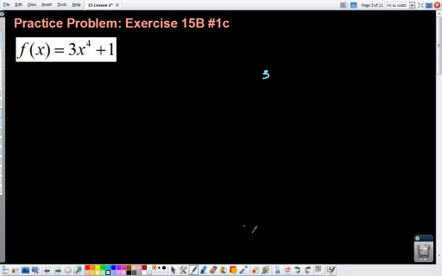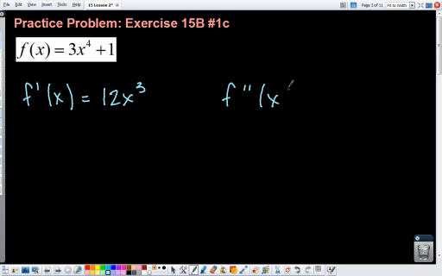Okay, so let's start with this function f of x equals 3x to the fourth plus 1. So I'm just going to go ahead and take both the first and second derivative. So I end up with f prime of x equals 12x cubed, and f double prime of x is equal to 36x squared. So let's go ahead and find the x-coordinate of our max and min by setting 12x cubed equal to 0. So when we do this, we end up with x equals 0.